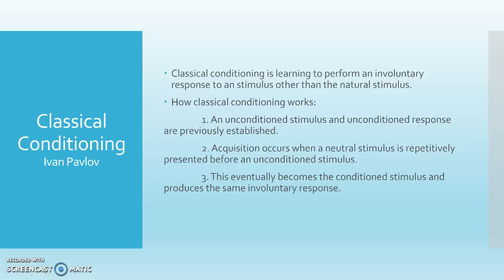So this works in 3 steps. 1. An unconditioned stimulus and unconditioned response are previously established. They are natural, they don't need to be learned. 2. Acquisition occurs when a neutral stimulus is repetitively presented before an unconditioned stimulus. 3. This eventually becomes the conditioned stimulus and produces the same involuntary response. The conditioned stimulus that was the neutral stimulus before produces the same involuntary response that the unconditioned stimulus produced, but the unconditioned stimulus is not required anymore.